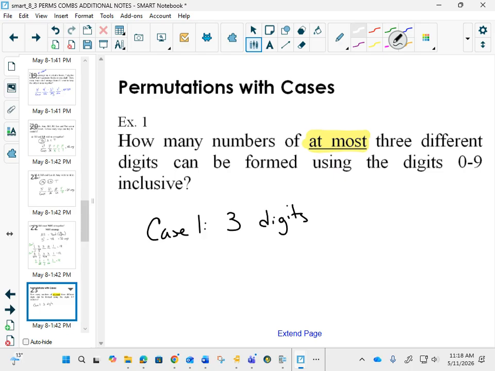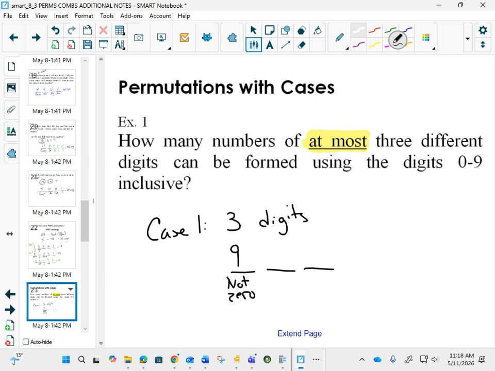So we have to count the 3 digits, the 2 digits, and the 1 digit separately. 3 digits, there would be 3 decisions. Do we have any restrictions? How many choices do you have for the first digit? 10? If you start with a 0, it's a 2-digit number. So there is a restriction that this is not 0. So there's only 9 choices there.